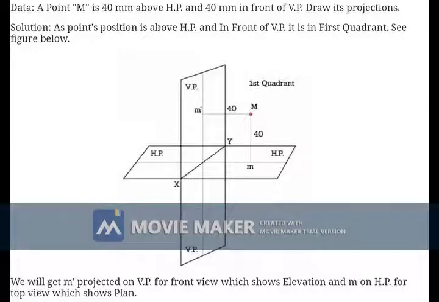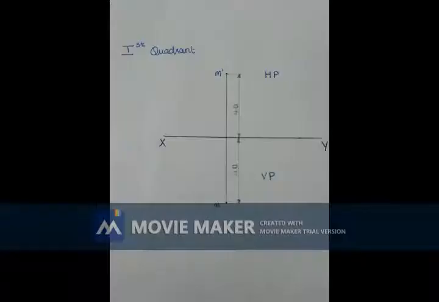So your point is 40 mm away from the XY reference plane. So that is a hint for you. So let's see how to project this. In that example, the object is lying in the first quadrant, so you have to project it on paper, that is, in a 2D view, like this, right?